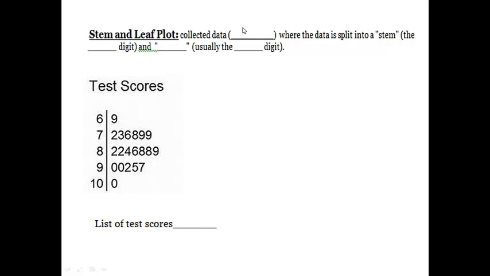The first one we're going to be looking at is a stem and leaf plot, and it's collected data, and all that means is it's just numbers. It's numbers where the data is split into a stem, which is going to be the first digit, and a leaf, which is going to be the second digit. So this is your stem on this side, and this is going to be your leaf. And how we collect this data is, this is your tens digit and this is your ones digit. So this means 69.